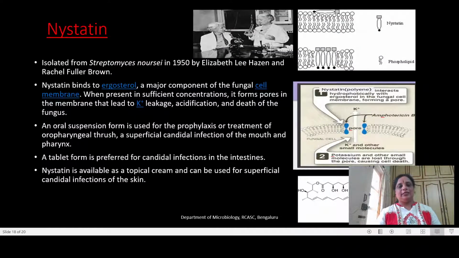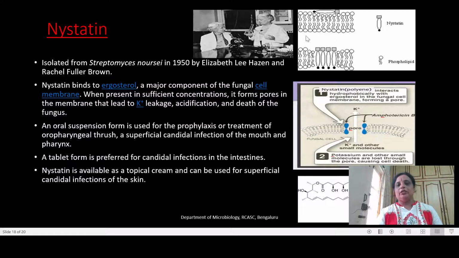You have nystatin. This is a very good antifungal agent. Nystatin was first isolated from Streptomyces noursei by Elizabeth Lee Hazen and Rachel Fuller Brown. They are the ones who isolated this particular antifungal agent from Streptomyces noursei. The main mode of action of this nystatin is that it binds to the ergosterol. So what is this ergosterol? This ergosterol is the main component of a fungal cell membrane.